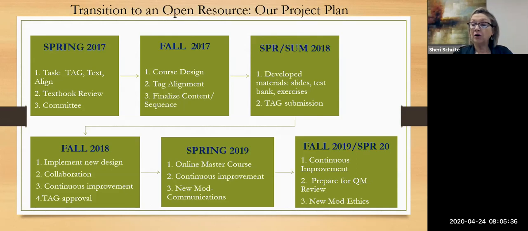So that fall, we finished our course design. We decided, let's go with 300 points, 200 of which would be exams and quizzes using a common test bank. The other 100 points would be at instructor discretion. We further aligned our learning outcomes with those tag requirements.